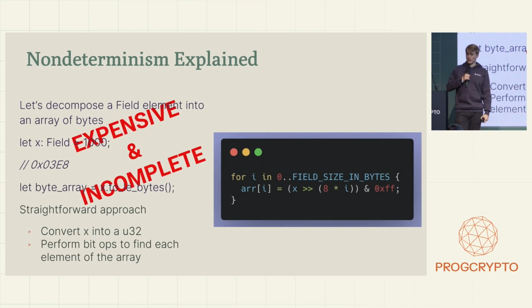However, at least in Noir, this is not only expensive, but it's incomplete. We only let you do bit operations on integers as they are range constrained. So if you had a field that was larger than our largest integer type, you wouldn't even be able to do a byte decomposition using this naive strategy that I just laid out.